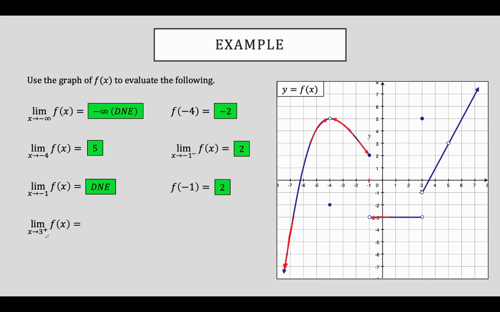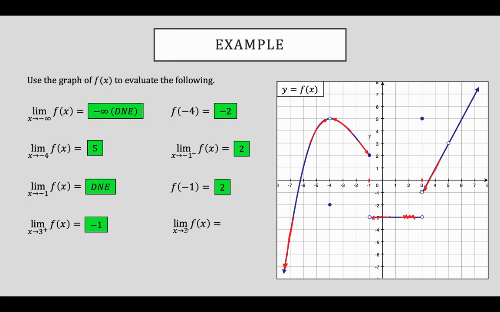The limit as x approaches 3 from the right. Here I have x equals 3. If we're traveling along our curve from the right of 3. As we travel along our curve from the right of 3, what do the y values get closer and closer to? Well, the y values get closer and closer to negative 1. Therefore, our answer is negative 1.